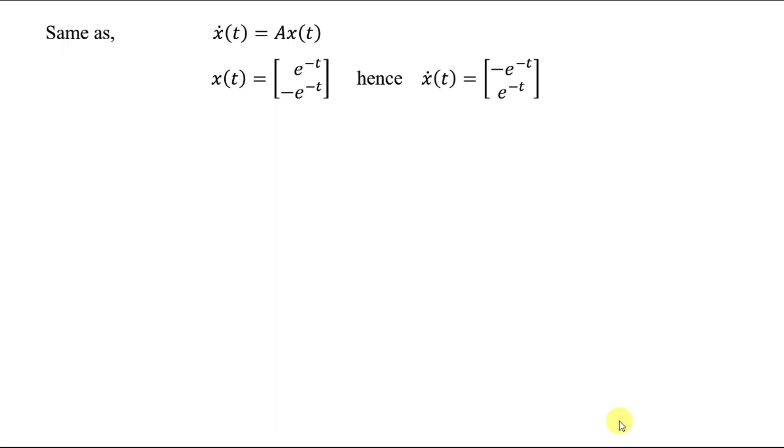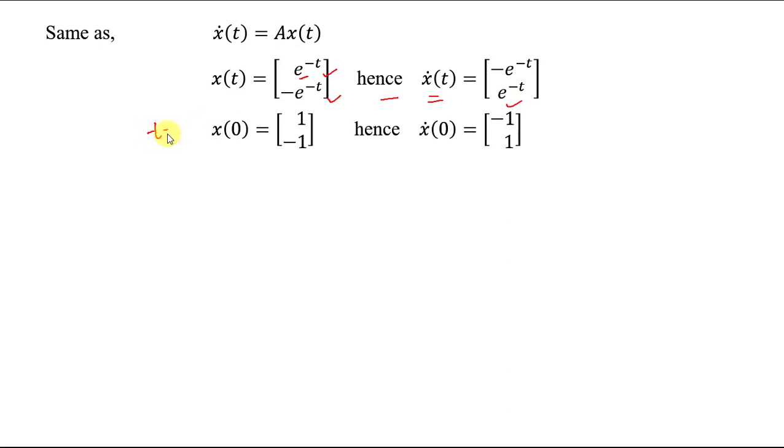Same as from the second condition, x(t) is [e to the power -t, -e to the power -t]. Hence, differentiation of this e to the power -t is minus of this, and minus minus plus e to the power -t. By putting the value of t equals to 0, e to the power -0 is 1, and again minus 1, same as here minus 1 and 1 if we put t equals to 0.